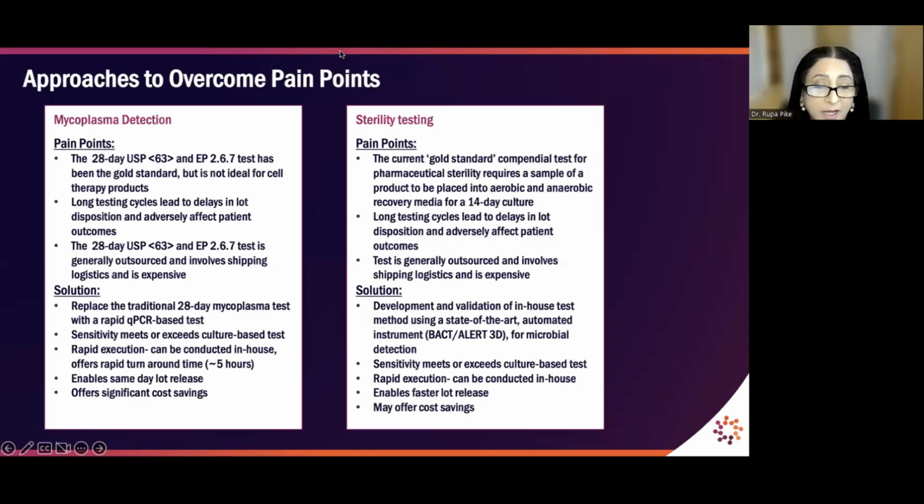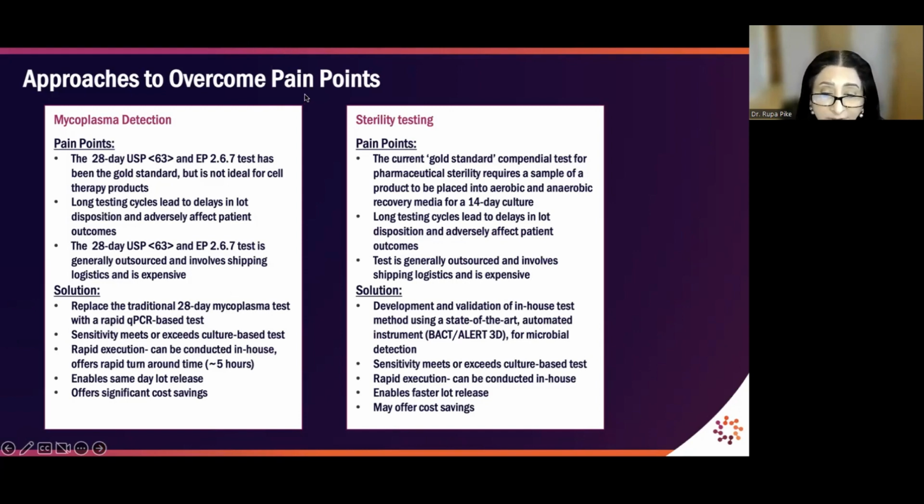So now that we have covered the foundational aspect of analytical assays, I would like to focus the second part of the webinar on practical aspects and applications of these assays. So in the next two slides, I would like to talk more about some common pain points or challenges and approaches to overcome them. On this slide, you can see on the left box, the first is the mycoplasma assay, which is part of the safety panel.